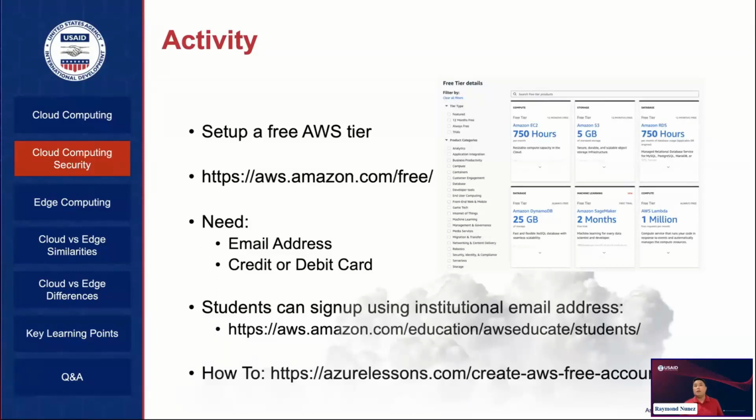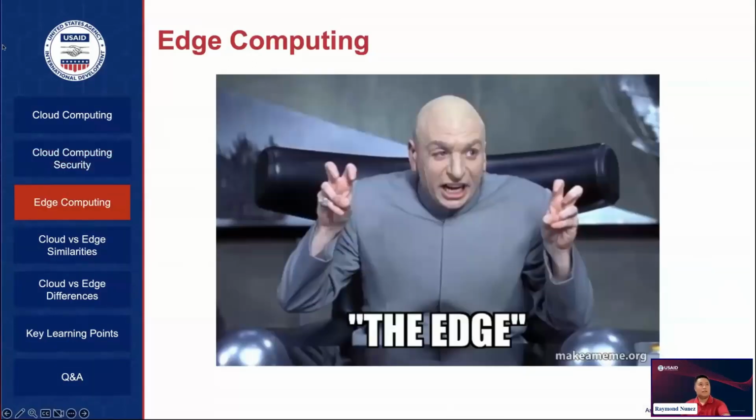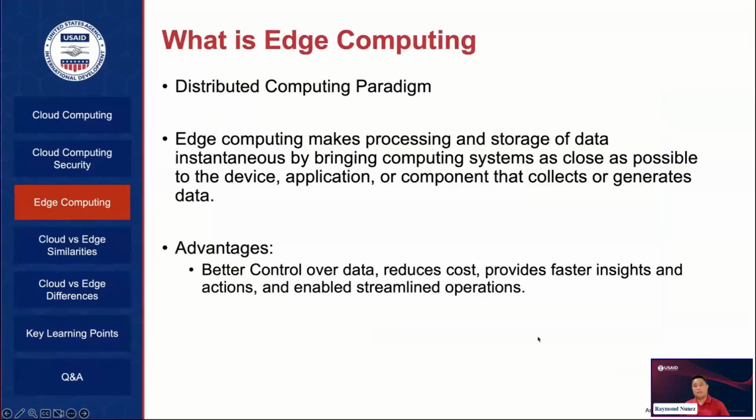Okay. So next we have edge computing. Edge computing is basically a distributed computing platform. And this makes the task of processing data and storing information instantaneous by bringing these computing systems as close to the device as an application or component that collects or generates this data, near the location.